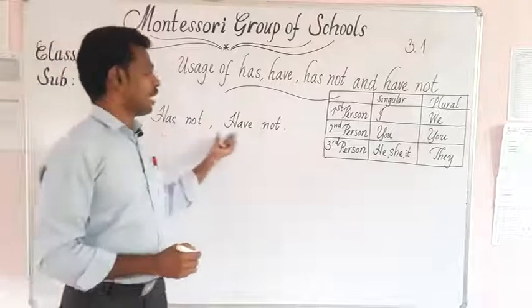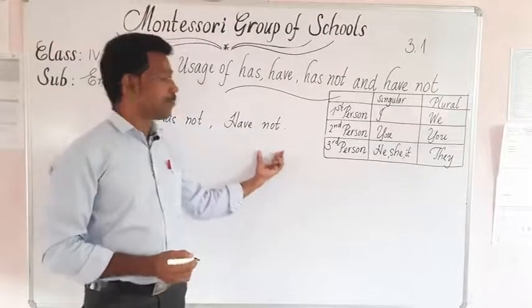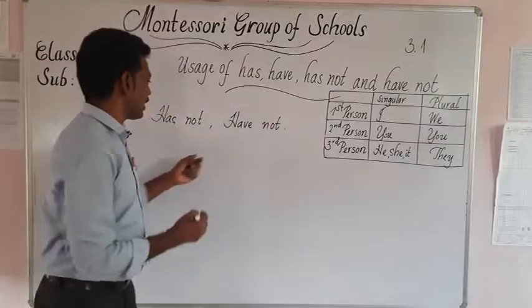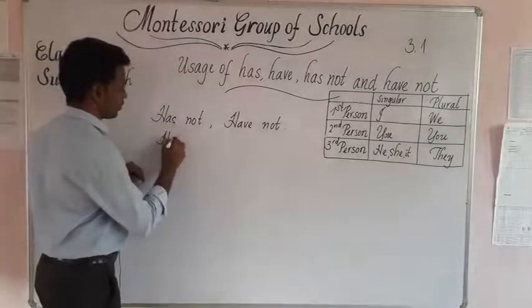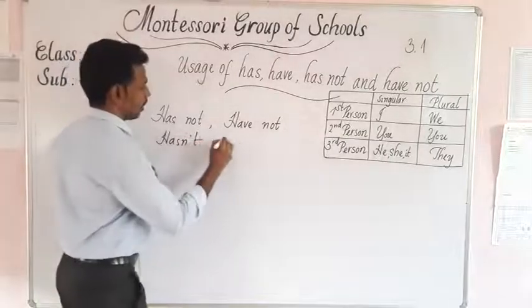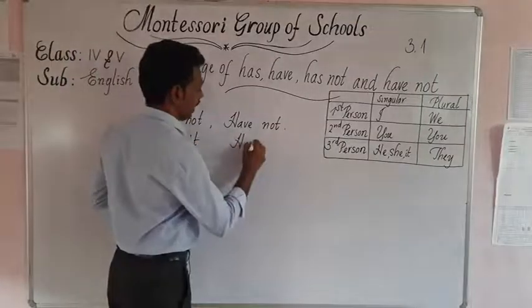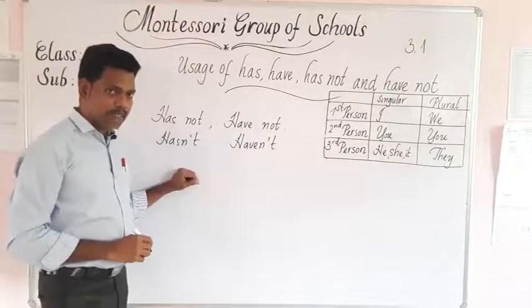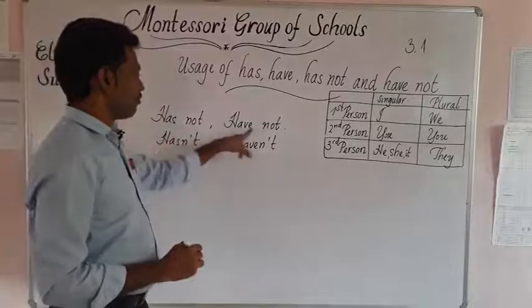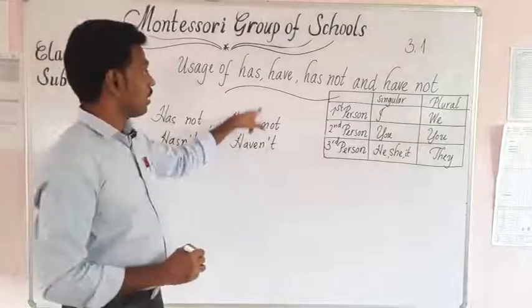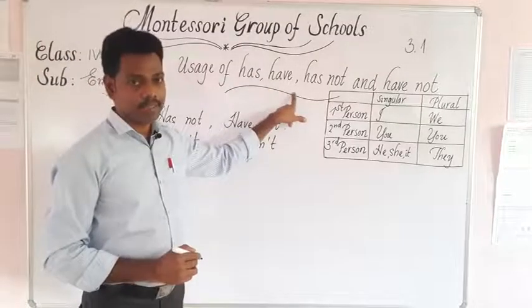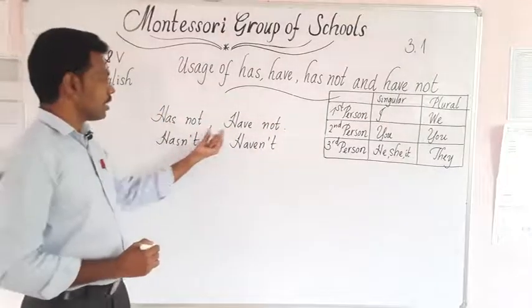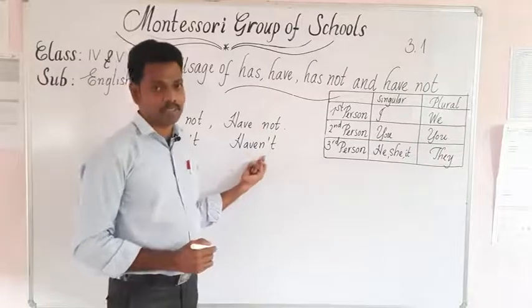So, has not and have not are the negative form of has and have. In short form, we can write hasn't, and here we can write haven't. I repeat, has not and have not are the negative form of has and have. And we can write has not into hasn't and have not into haven't.